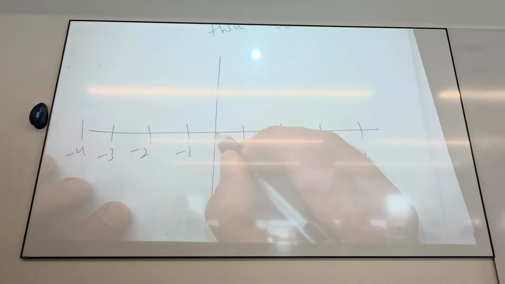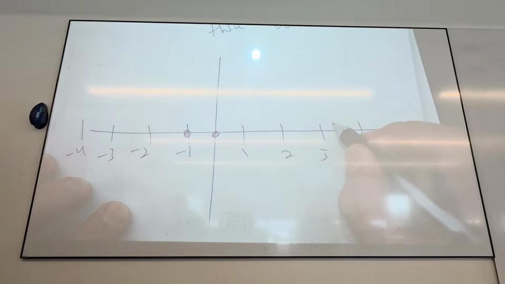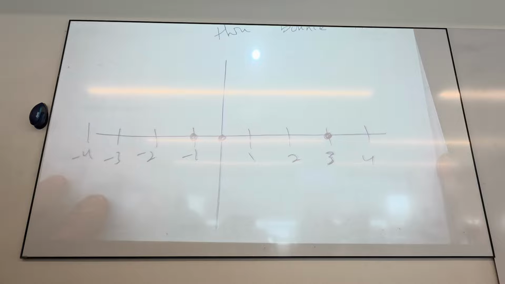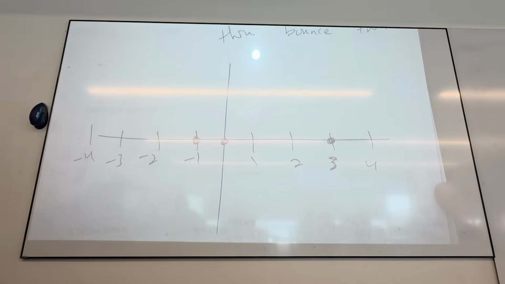So I've got an intercept at 0, 0, an intercept at negative 1, 0, and an intercept at 3, 0. My y-intercept is 0, 0. That kind of sucks. We'll be okay.